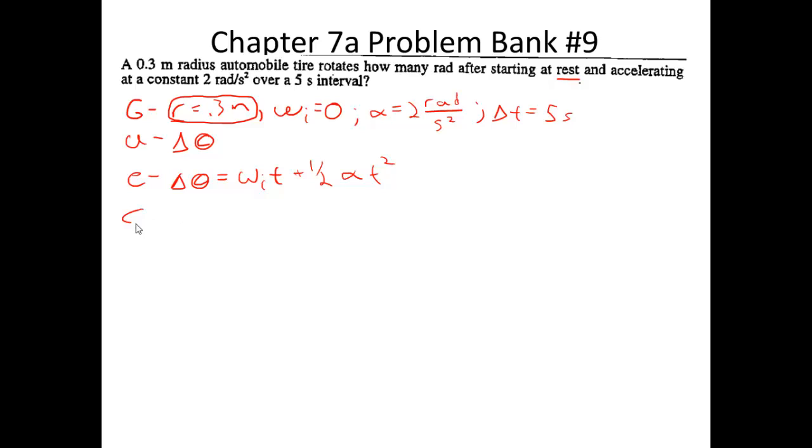So let's substitute everything in. We already solved for what we need. And 0 times t will be 0, plus 1/2 times 2 times 5 squared. Solving that, 25 times 2 is 50. We'll say then 25 radians.